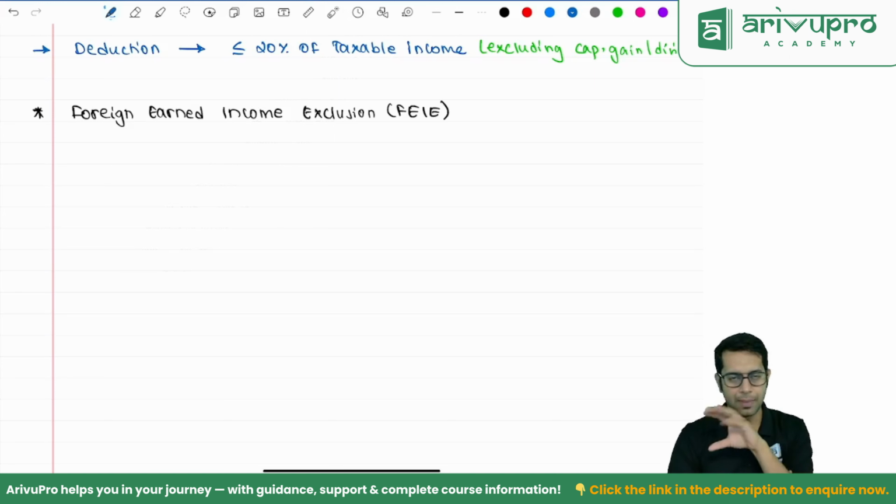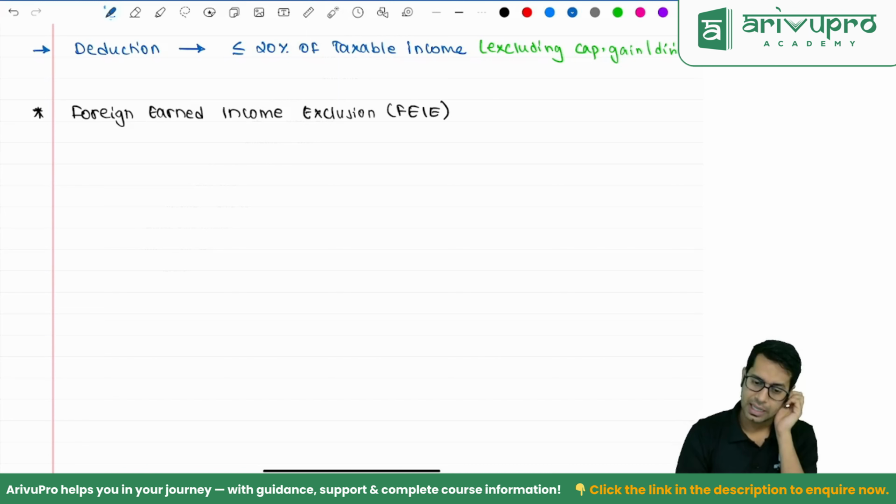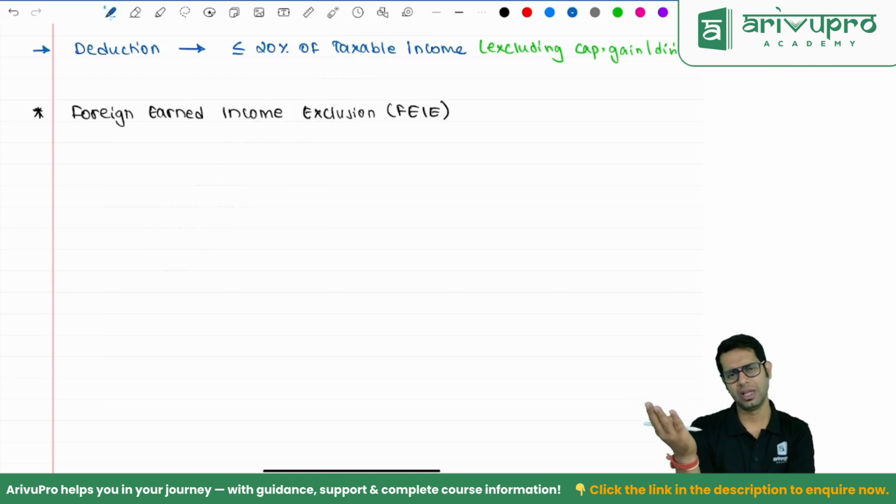Repeating: normally, to give benefits to US citizens or US residents, mostly Americans, they have a concept called foreign earned income exclusion, wherein if a person has any earned income, not investment income, not unearned income, from some foreign country, because he would have already paid the taxes over there, we don't want to tax him again over here. So for that, we are going to give this benefit. We are going to exclude his income for the purpose of computation of tax.